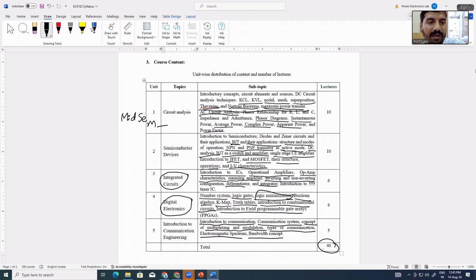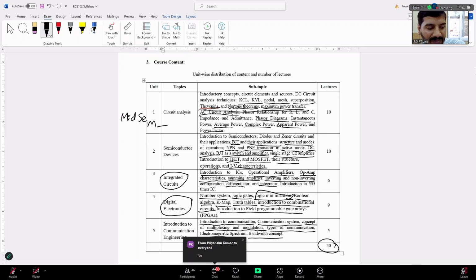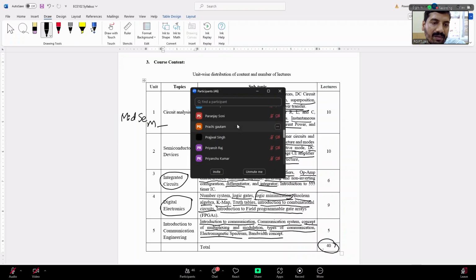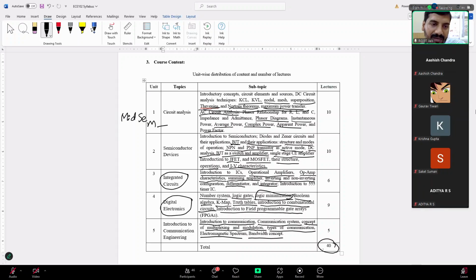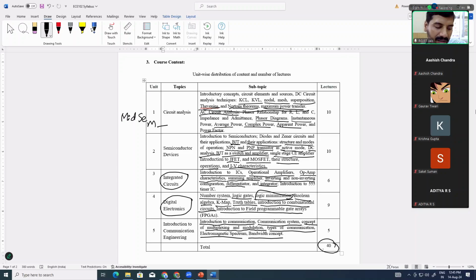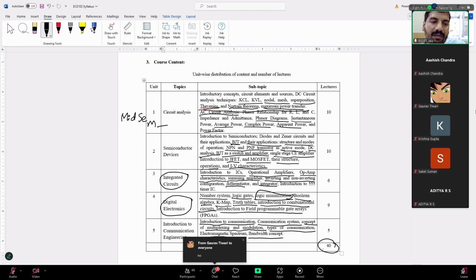Do you have your academic calendar? Have you got your academic calendar from the academic section? No, sir. You can download it from the RGPV website also. In the academic section, if you go there, you can download your academic calendar. In the academic calendar, you can see the dates of the mid semester examination and the end semester examination. All these dates you can find there.